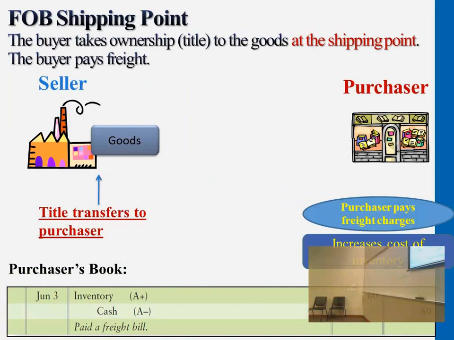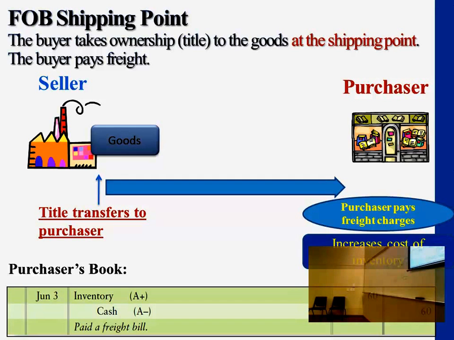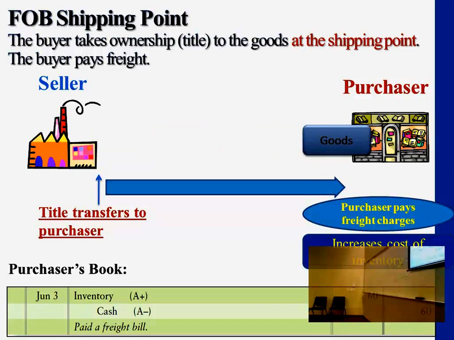In terms of the title of the goods, again, you have a seller and a purchaser. If I'm the company purchasing the items, the title of the goods transfers at the time point when the goods are shipped to me. So throughout the process, the goods belong to my company. After I receive them, the purchaser pays the freight charges. This is the transaction that happens.